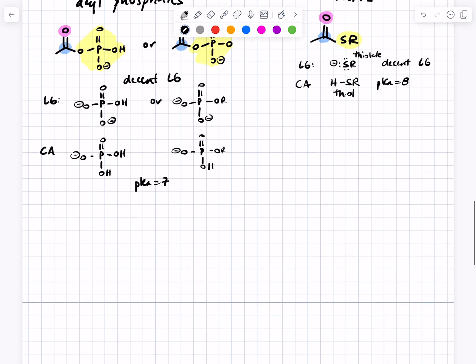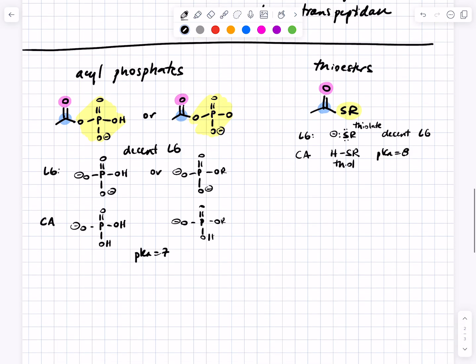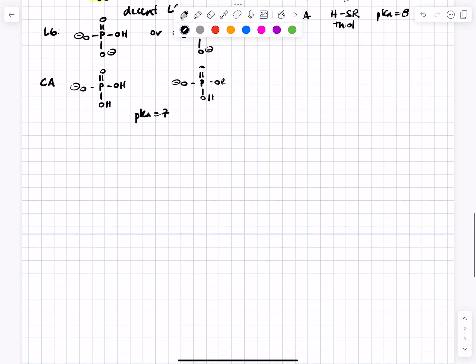Okay, so let's do some reactions involving acyl phosphates and thioesters as leaving groups.